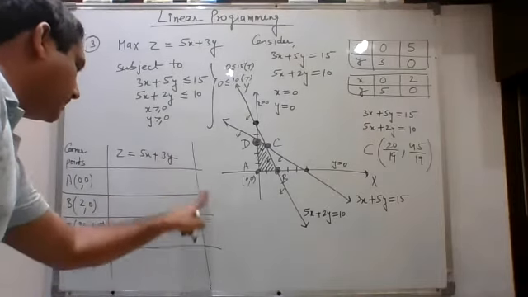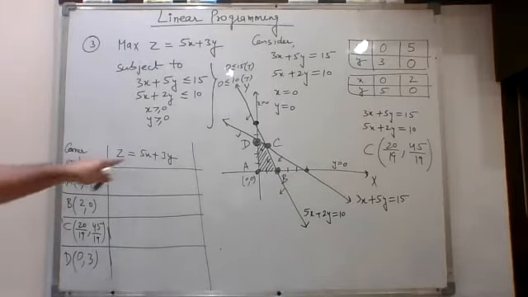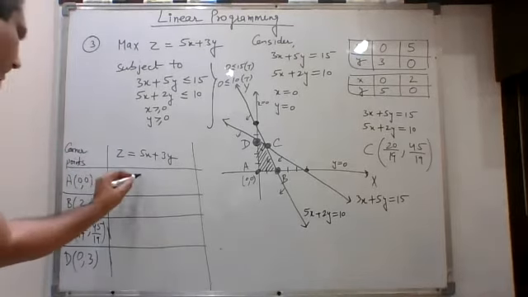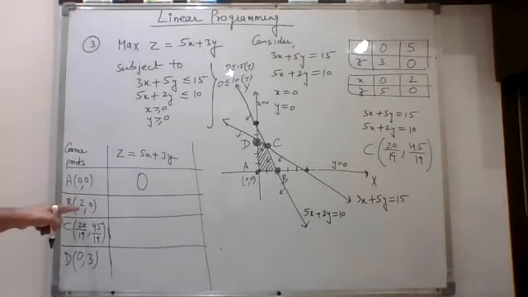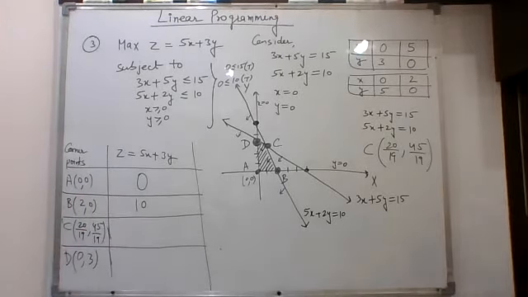Now these are your corner points. So one by one, you will substitute the values of corner points in this objective function. For the first one, when you put x equal to 0 and y equal to 0 in this equation, you will get 0. When you put x equal to 2 and y equal to 0, you will get 10. Similarly, you will put this value also. For the last one, you will get 9.